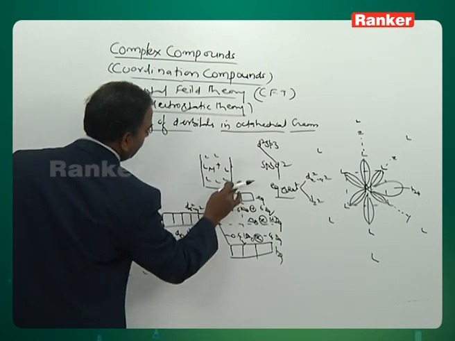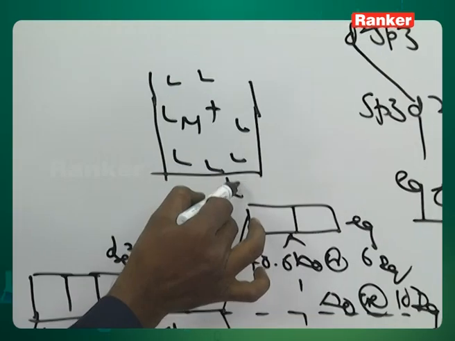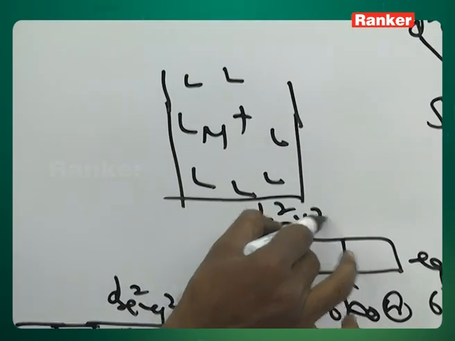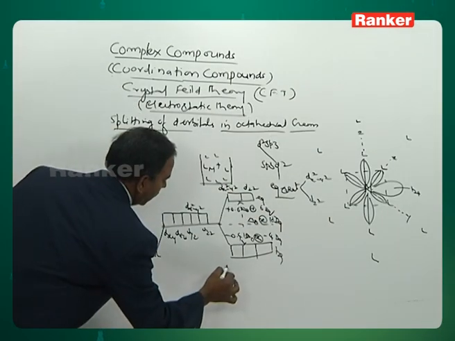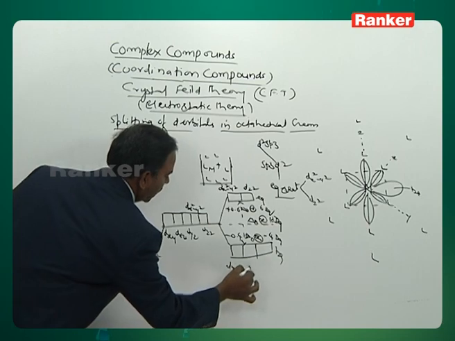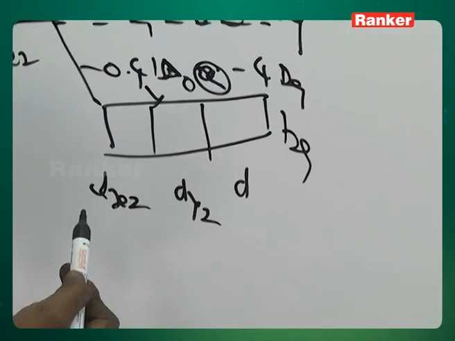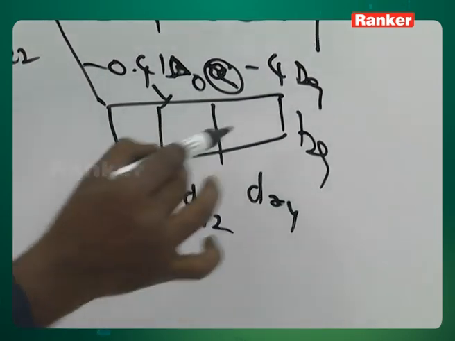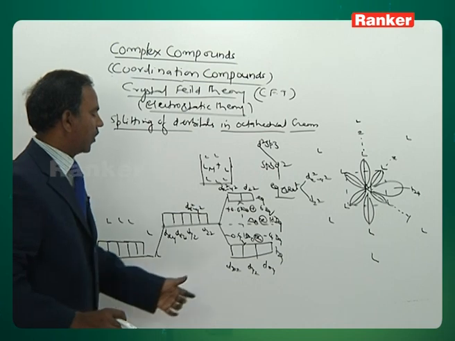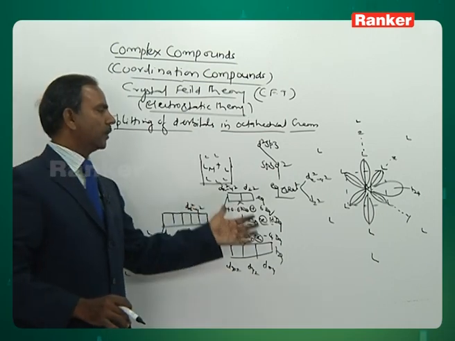In this particular diagram, consider this particular eg set of orbitals: the first orbital is dx square minus y square, this will be dz square, and these you know well are dxy, dxz, dyz. These are the lower energy level, this is the higher energy level, and this is the splitting.